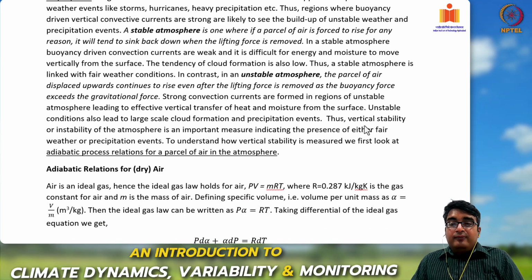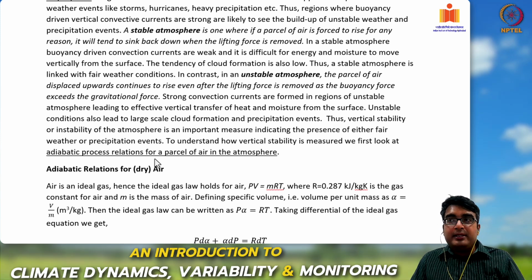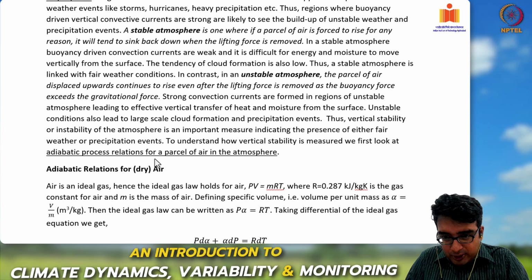So in general, the vertical stability and instability of the atmosphere is an important measure which indicates the presence of either fair weather or precipitation events. And we will see what are the conditions that encourage the creation of unstable atmospheric conditions, and how the amount of evaporation that is happening plays a very key role in converting a stable atmospheric region into an unstable atmospheric region.